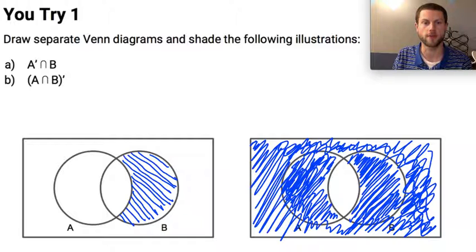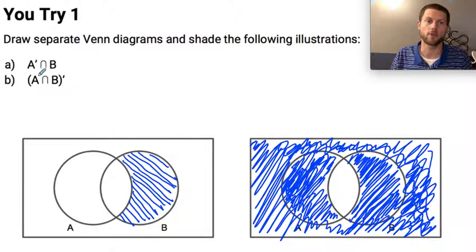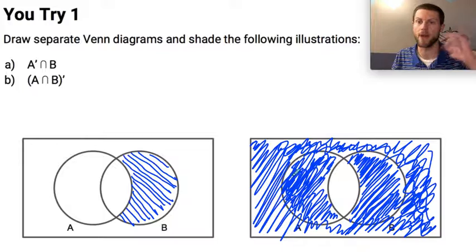Okay, and here are my answers. A whole lot of crazy shading going on for that second one. Again, think about if I were to remove what was on the outside, if I were to think about this being just the intersection of A and B, that's what's in the middle. And if I want the complement of that, or the opposite of that, then I have to shade everything else. So hopefully those went okay.